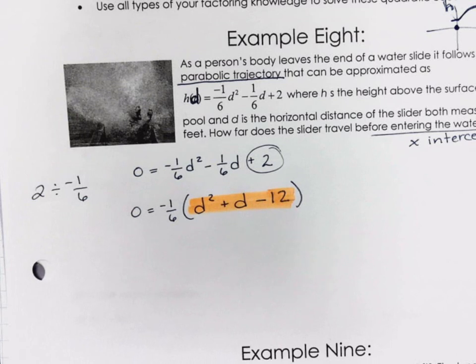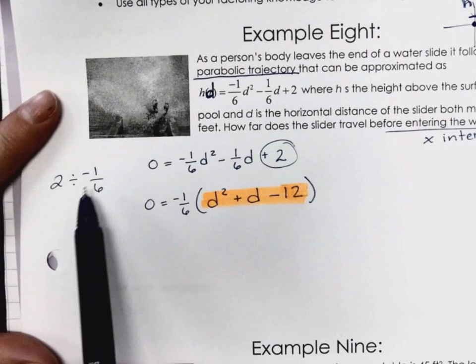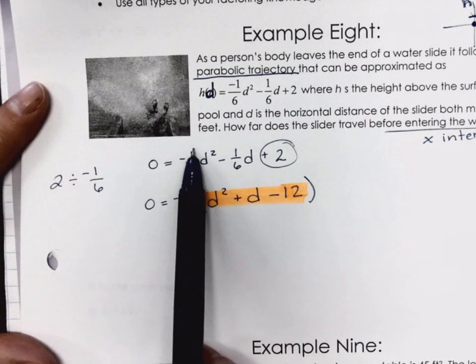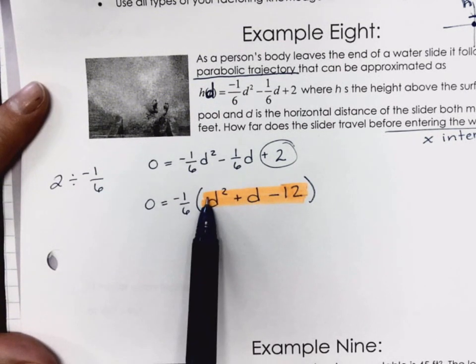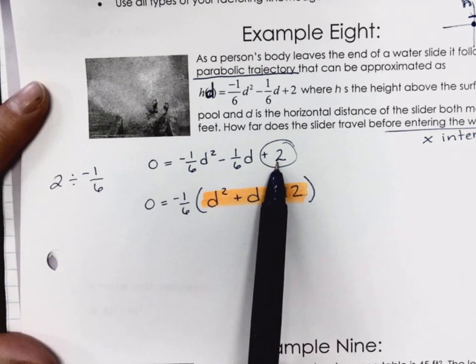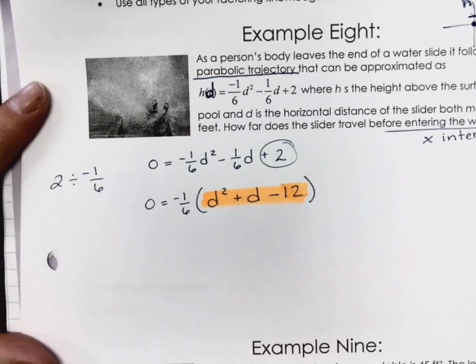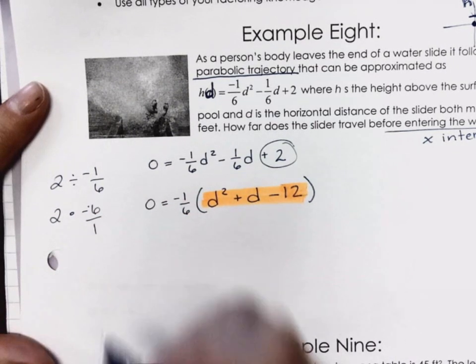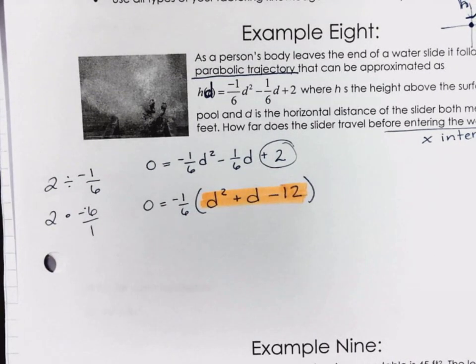Wait, I didn't understand how you got the 12. We're common factoring a 1/6 out of all these numbers. So negative 1/6 divided by 1/6 is 1, 1 and 1. And then I took the 2 and I divided it by 1/6. So that would be 2 times negative 6 over 1. So that gives us our negative 12.